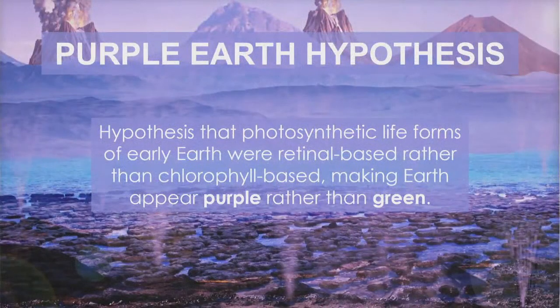And that's where the purple earth hypothesis comes in. There's retinol, which is a much simpler compound than chlorophyll, but it's hypothesized that photosynthetic life forms in the early Earth were retinol-based instead of chlorophyll-based, and so that would have made the Earth appear more purple than green. And of course, there's no way to know that for sure, but that's why we just call it a hypothesis. But just imagine going back in time and looking at planet Earth from space, and it would have had a purplish look, very different from what we have here today.